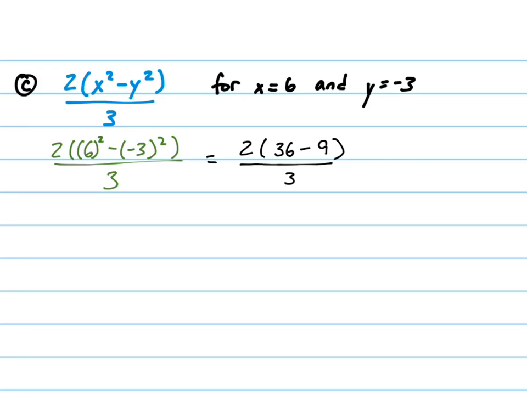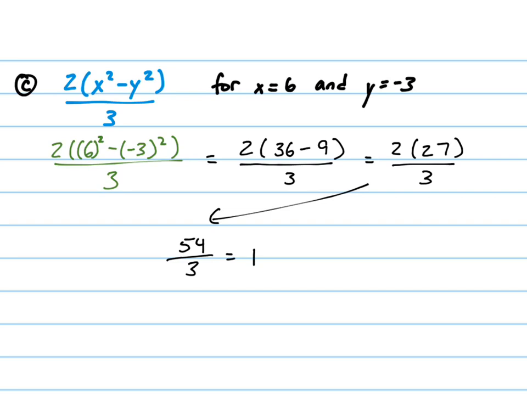We're still going to take care of the parentheses first. So they got 2 times, in this case, 27 over 3. Bring it down here. 2 times 27 is 54. Now we've got 54 divided by 3. So that gives us 18, and there's our answer.